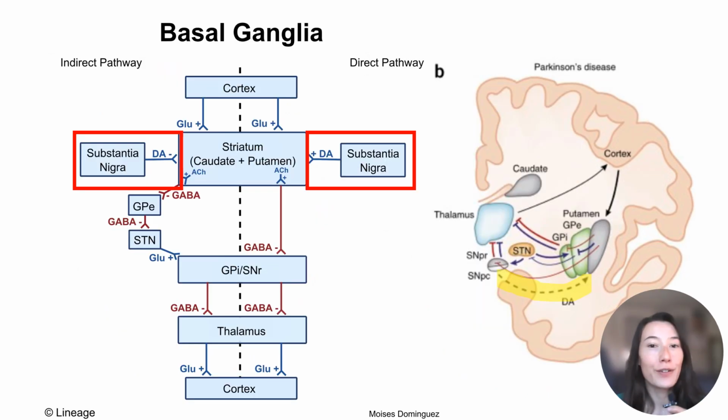Let's put everything together. The cortex is still sending the information that it needs to send to the striatum. This pathway is totally, completely fine.